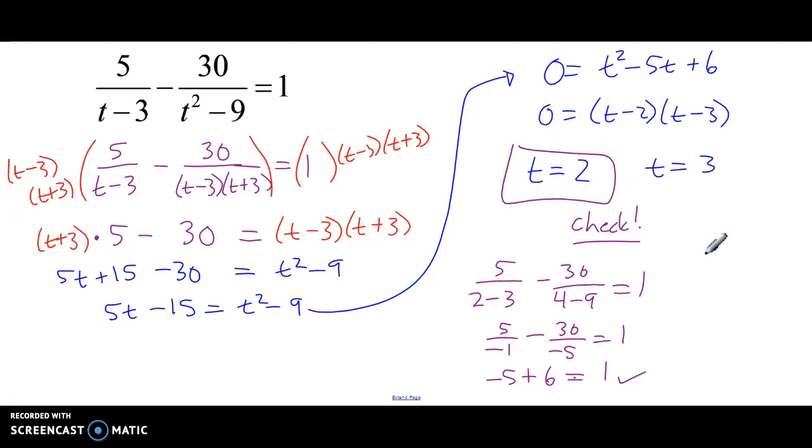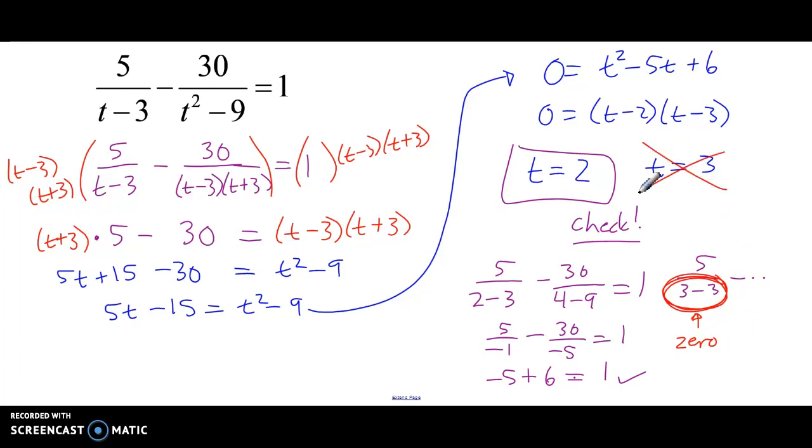And then when you try to check the 3, you run into a problem almost immediately. In fact, you don't have to go any further. As soon as you can see that there's a denominator that's going to be 0, as soon as you've written down that that's going to happen, that's all you need to do to show that that answer is not really an answer. 3 would not work if you plugged it in.